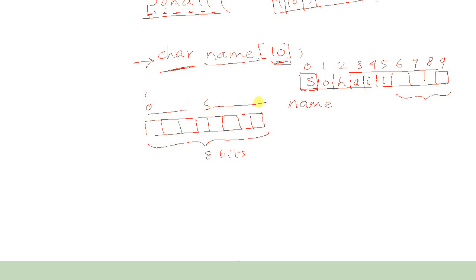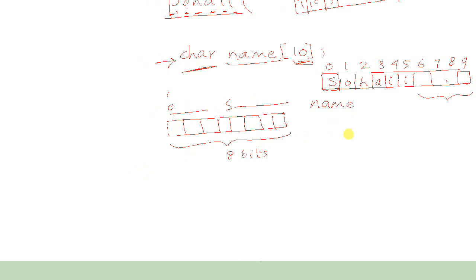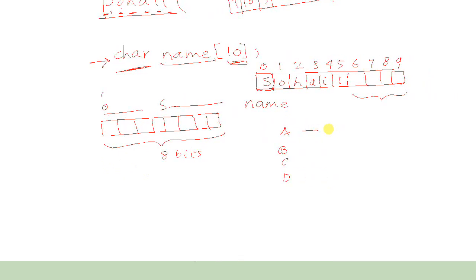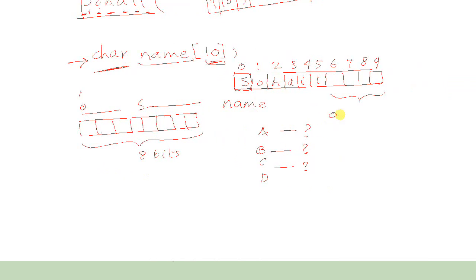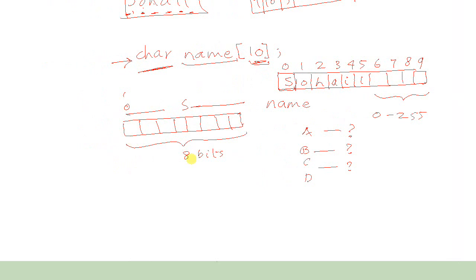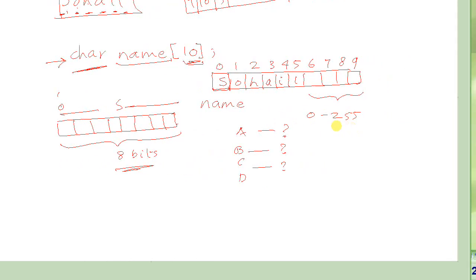Now, how can I write S with only zeros and ones? For every character A, B, C, D, they have defined some codes, some numbers. The numbers range from 0 to 255, because as we learned in the binary number system tutorial, in 8 bits the maximum number you can write is 255 and the minimum is 0. Their name is ASCII.